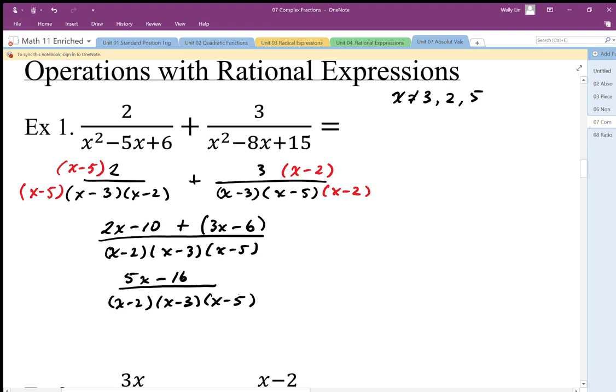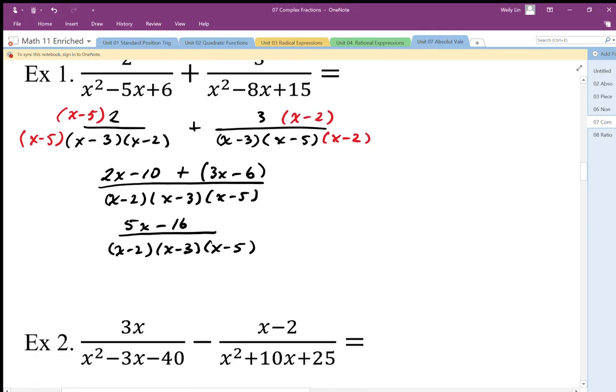Now I'm going to leave my final answer factored because number one, it's much better when we see the factors. Number two, it's much easier as well. We don't need to expand that all out. It's unnecessary.